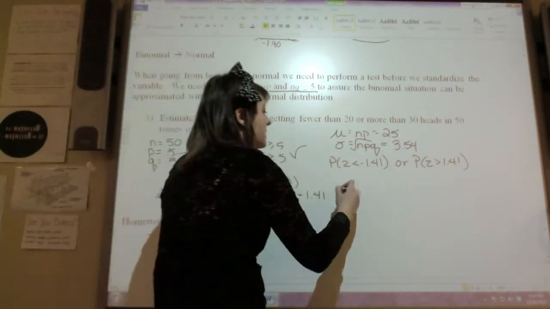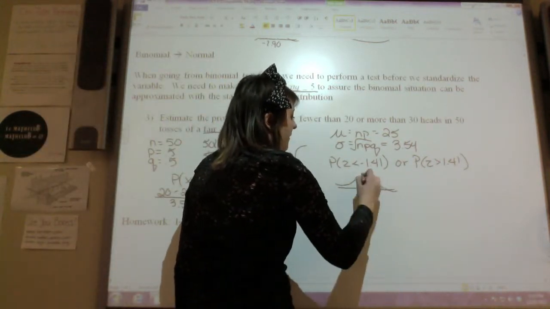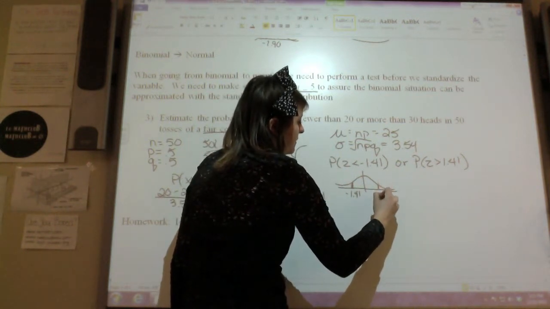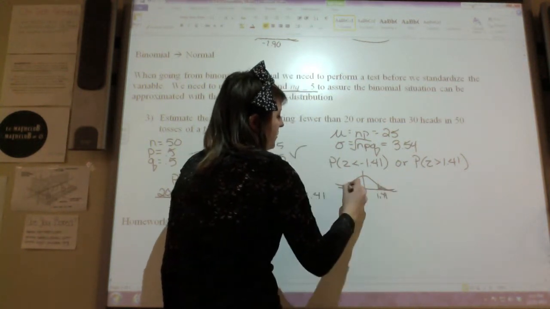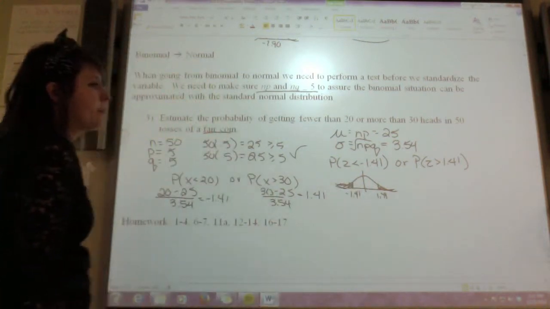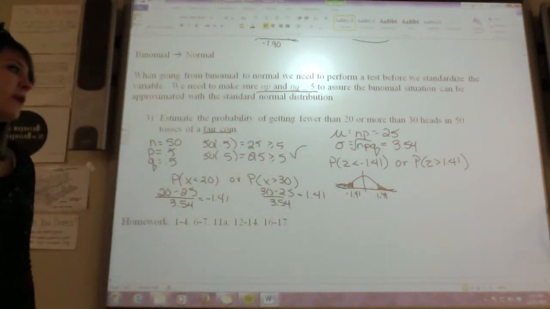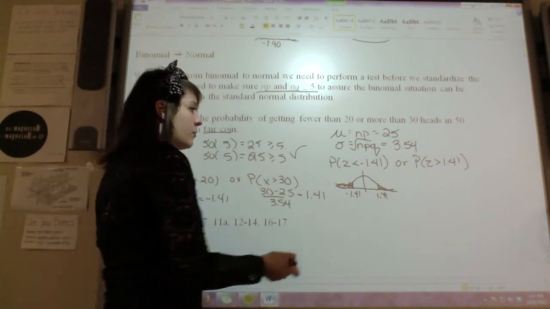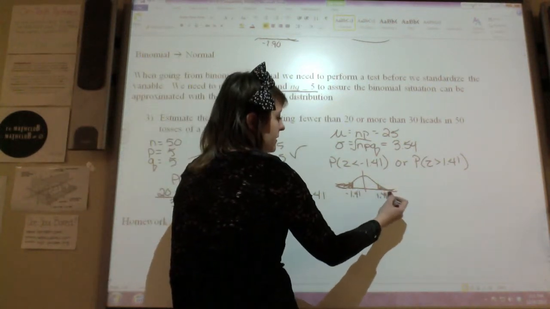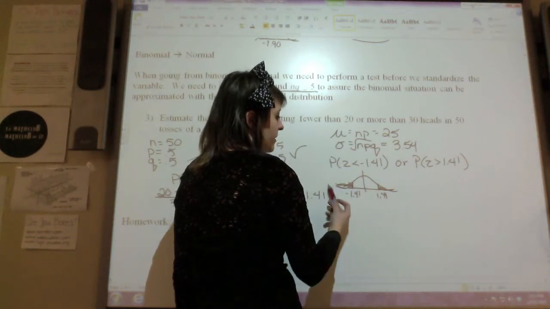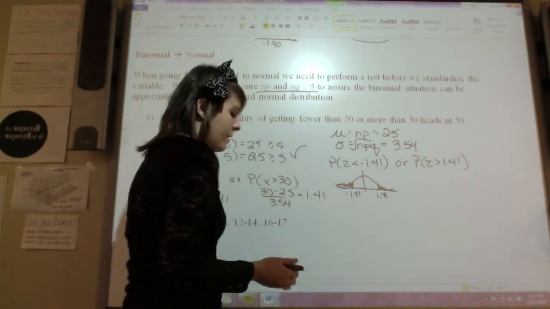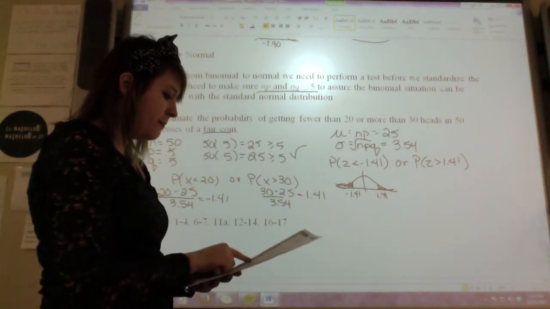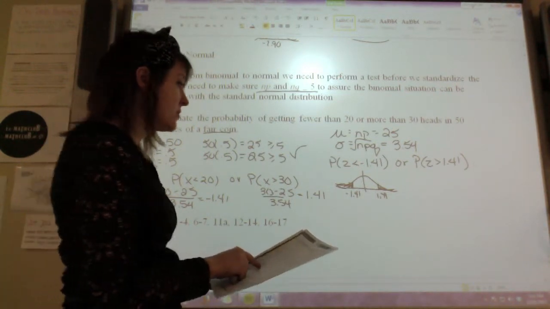Okay, looking at my table, or my graph, if this is negative 1.41 and this is 1.41, I'm looking for these two areas here. If I find just one of those areas, I can just double it, and that'll give me the overall probability. So I'm going to look for this area here because I know that's the complement to shading everything below. Using my distribution table, I look up 1.41, which is 0.9207.